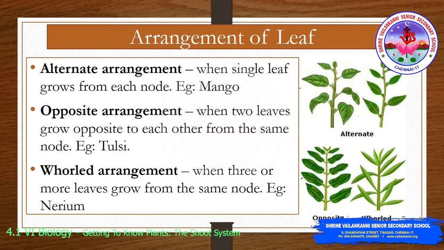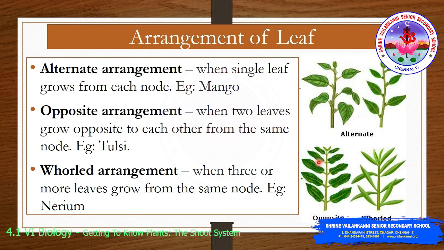Now we shall study the arrangement of leaf. There are different types of arrangement of the leaf on the stem, which are alternate, opposite and whorled arrangement. Alternate arrangement is when a single leaf grows from each node and it alternates at each node, as you can see in this picture. An example is mango.